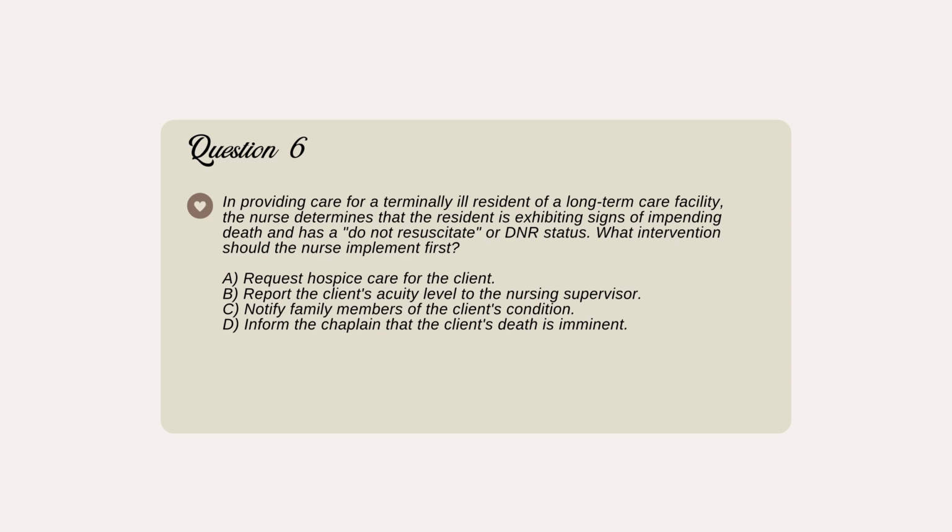Question number 6. In providing care for a terminally ill resident of a long-term care facility, the nurse determines that the resident is exhibiting signs of impending death and has a "do not resuscitate" or DNR status. What intervention should the nurse implement first? A. Request hospice care for the client. B. Report the client's acuity level to the nursing supervisor. C. Notify family members of the client's condition. D. Inform the chaplain that the client's death is imminent.